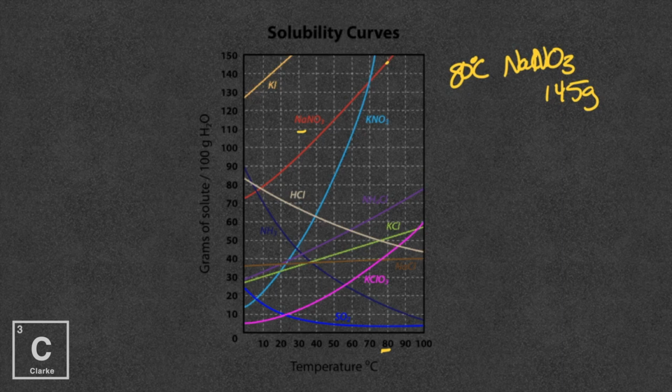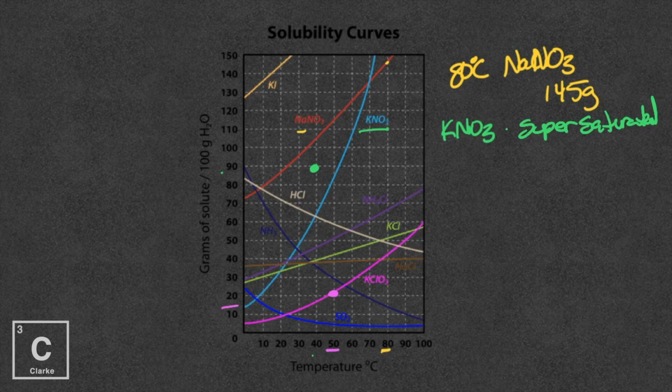That is very soluble. But let's say I give you a data point right here, and I'm asking about potassium nitrate. At 40 degrees Celsius, when you dissolve 90 grams of potassium nitrate, what kind of solution are you going to get? Well, here's our solubility line for potassium nitrate. That's saturated. This dot is above the line. So if we're trying to dissolve 90 grams of potassium nitrate at 40 degrees, that is going to be supersaturated.